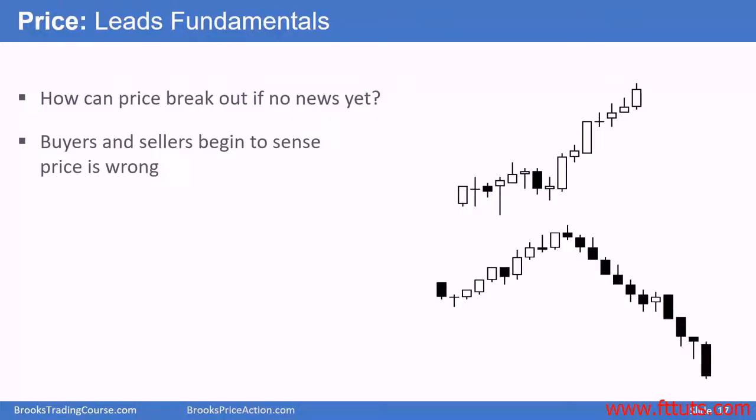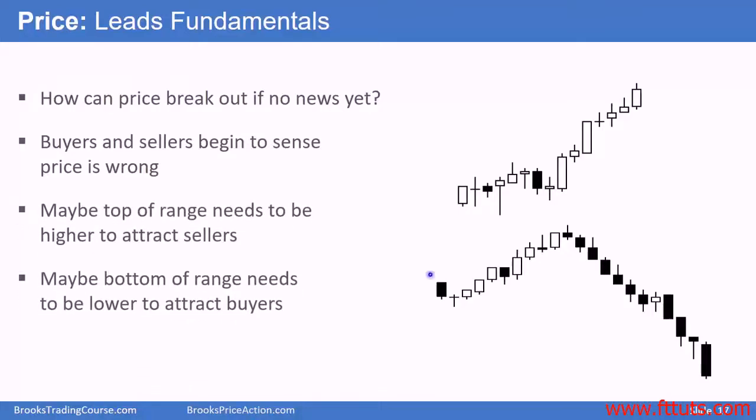Now, how can a market break out if there's no news yet? Let's say there's no news here and the market starts to break out. Let's say here we're in a bull channel and we're starting to break out to the downside and there's no news. Markets often break out before news comes because buyers and sellers begin to sense that something is wrong, that the price is wrong. Maybe the price is too high. Maybe I should start selling some. Maybe the price is too low. Maybe we're going up. Maybe the trading range top needs to be higher to attract sellers. Maybe the trading range low is not low enough to attract buyers. Price leads fundamentals. So a lot of times, before the news comes out, the market will start to move.